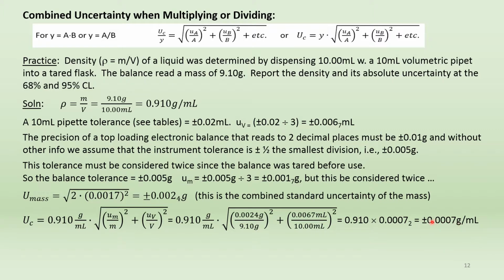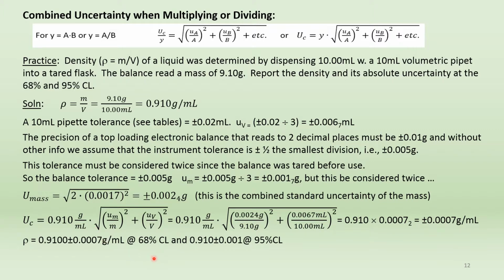Now notice that this combined uncertainty has 4 decimal places. The first sig fig is in the 4th decimal place. So can we report our density to 4 decimal places? Well, yes, I believe that's valid. So I'm going to report 0.9100 plus or minus 0.007 grams. Again, I'm consistent in 1 sig fig, and these agree in their precision.